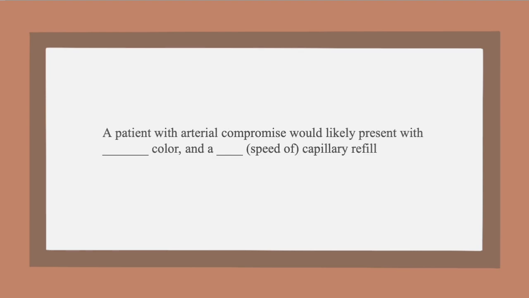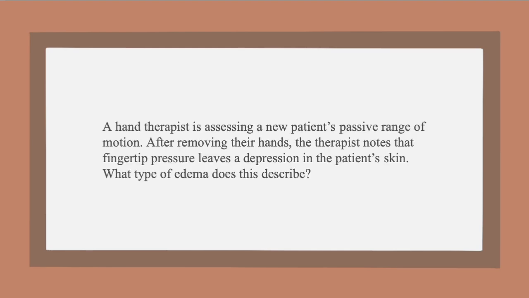A patient with arterial compromise would likely present with dusky color and a slow capillary refill. The hand therapist assessing a new patient's passive range of motion, they remove their hands from the patient and note that the fingertip leaves a depression in the patient's skin. So what type of edema does this describe? This is, of course, pitting edema.